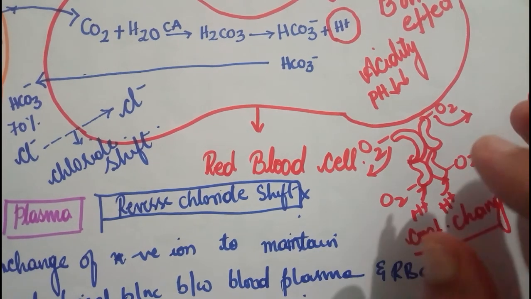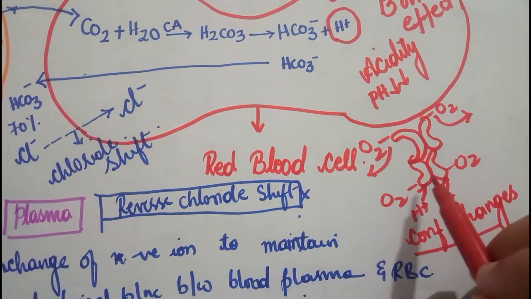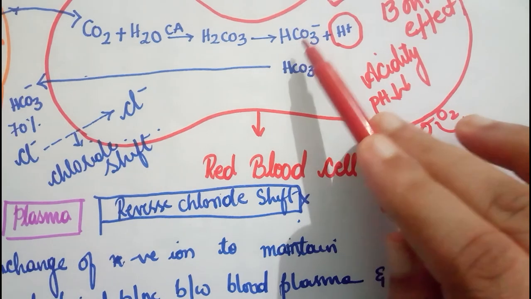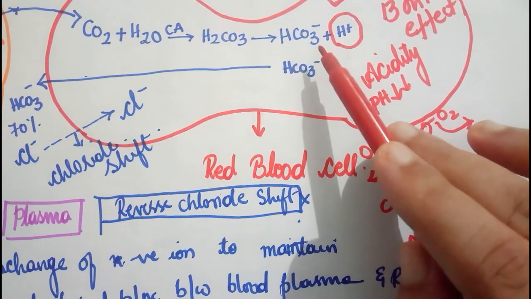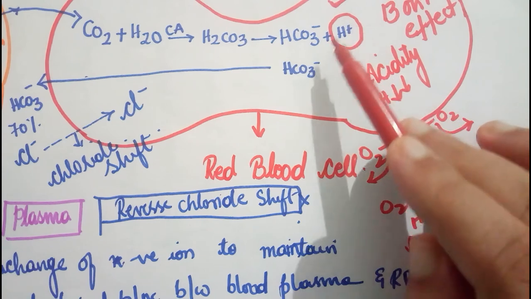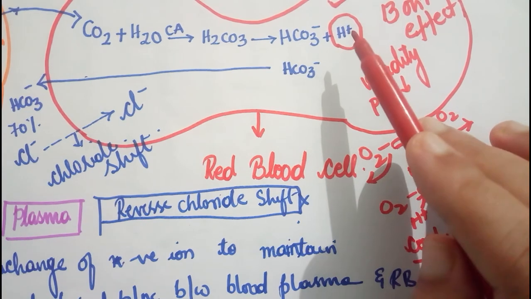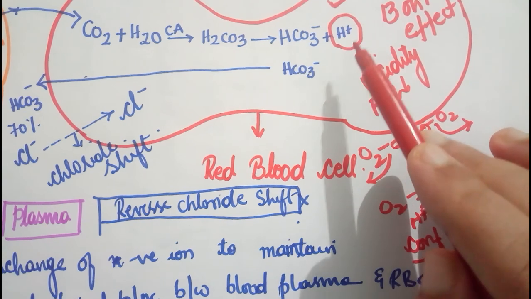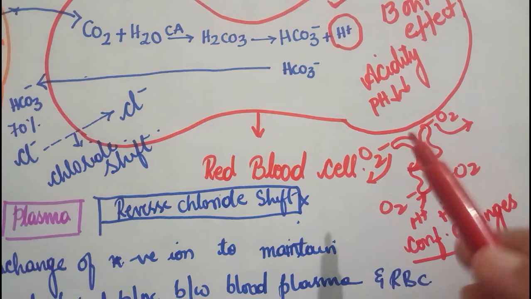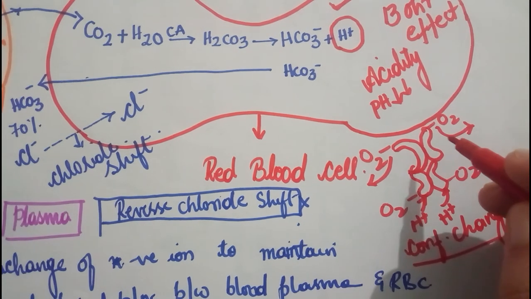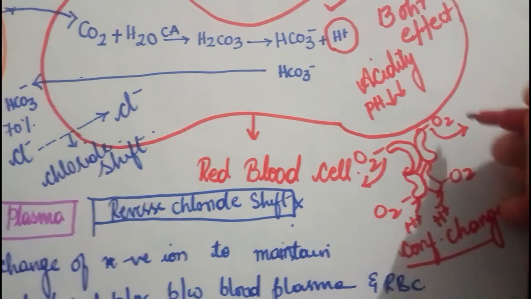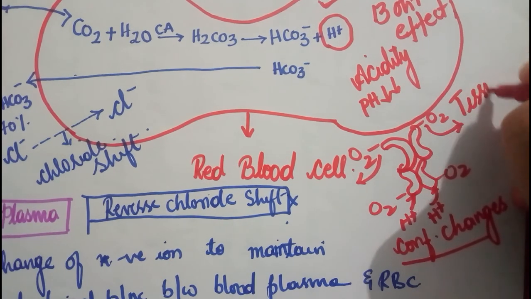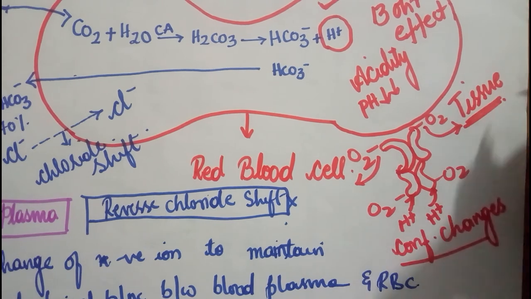It is just when there is a release of protons, when carbonic acid is formed, the carbonic acid gets converted into HCO3 minus and H plus. These H plus ions are going to decrease the pH. Okay, so this decreased pH drives the oxygen off the hemoglobin. It removes the oxygen from the hemoglobin, making more and more oxygen available for the tissues.